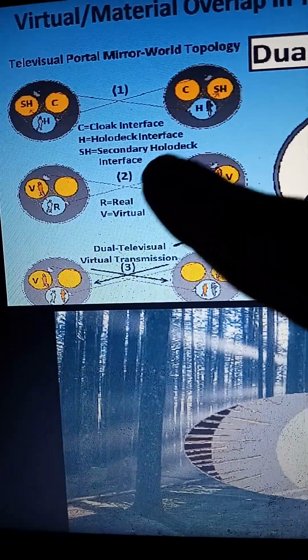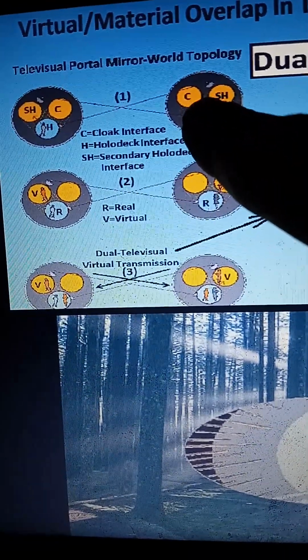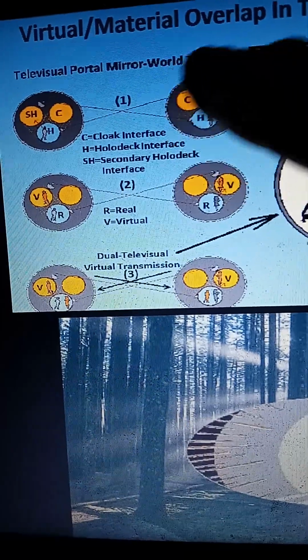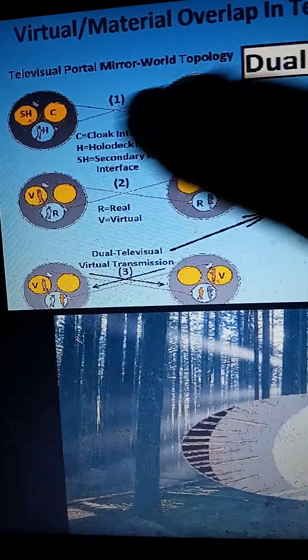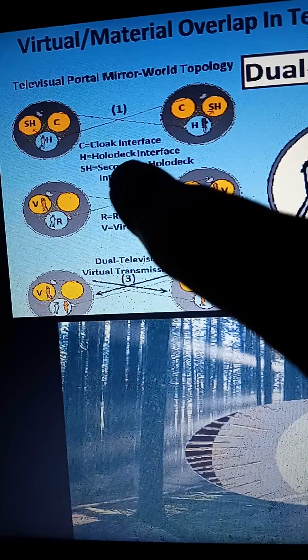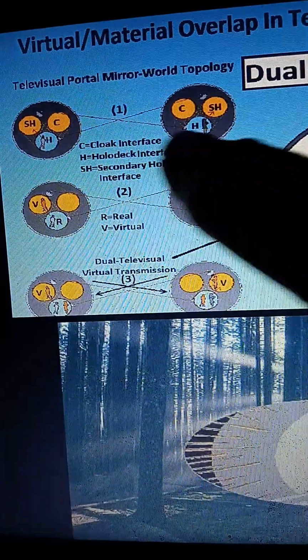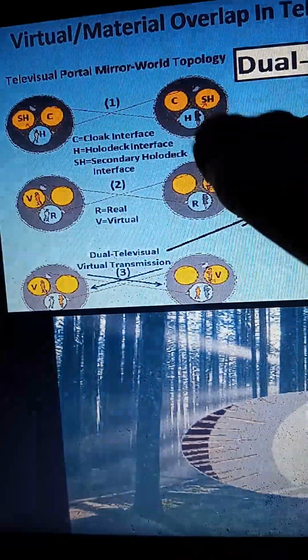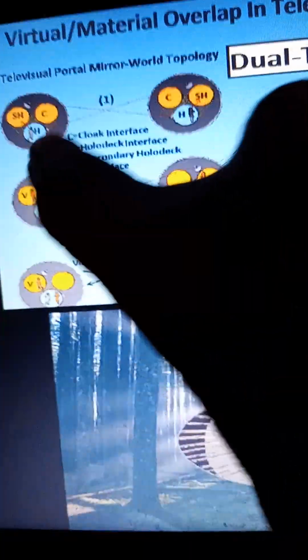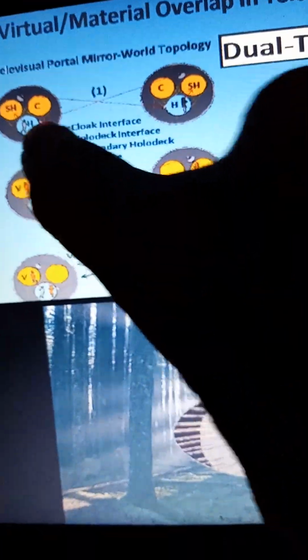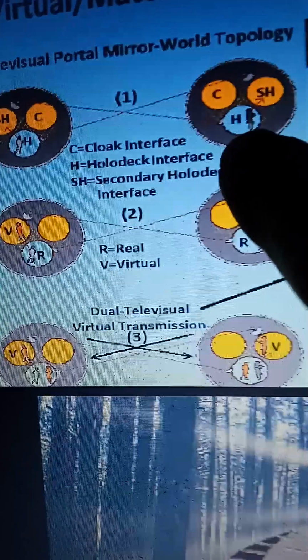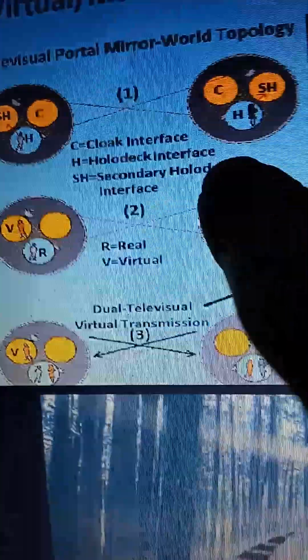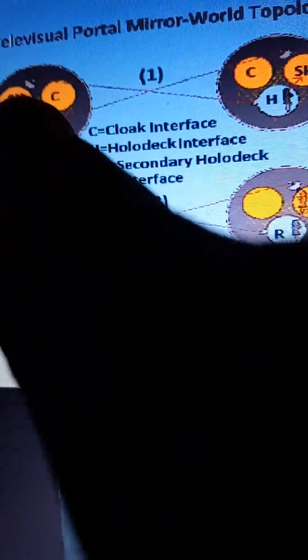On the top part, C stands for the cloak interface. That's connected to the outside shell of each portal. H stands for the holodeck interface. That's where the real people are, physical bodies and everything. Bob over here, Alice over here. And the secondary holodeck interface is right here.